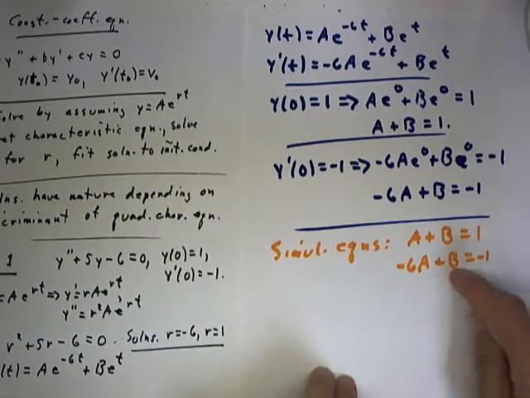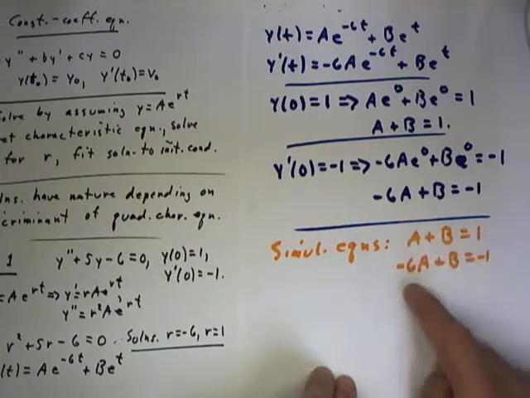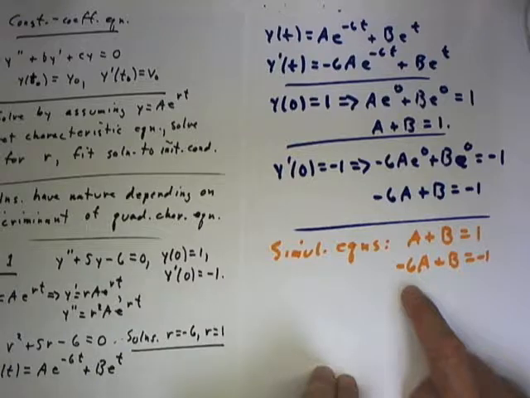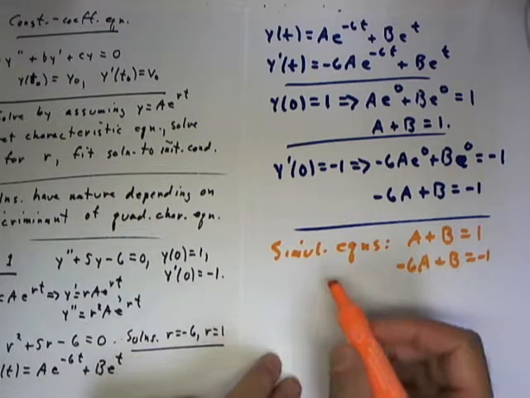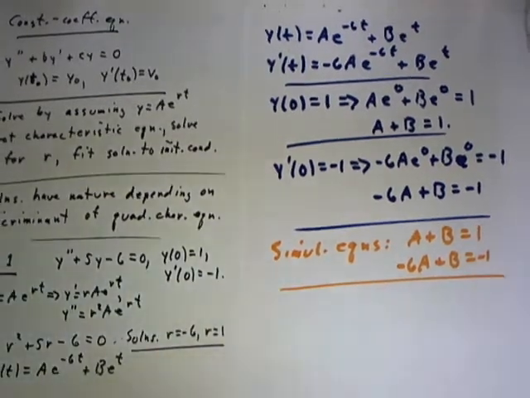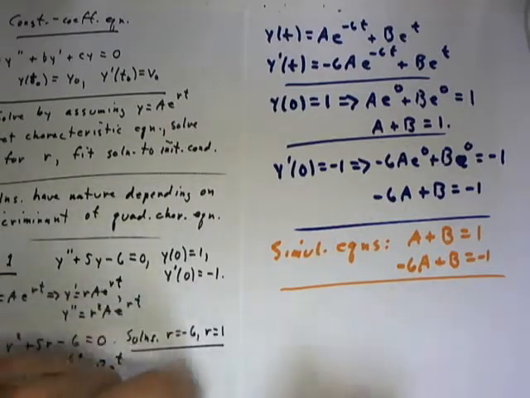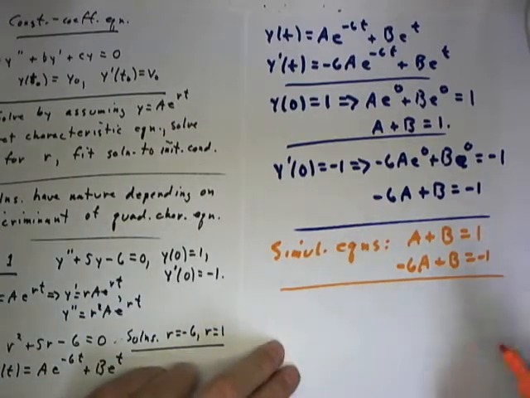Alternatively, we could subtract the second equation from the first. We'd get 7A equals 2, so again, A equals 2/7. Not going to go into detail on solving a pair of simultaneous equations. That's something at this point in your mathematics education we simply expect that you can do by any of a number of methods. We can write this as a matrix equation and invert the matrix.